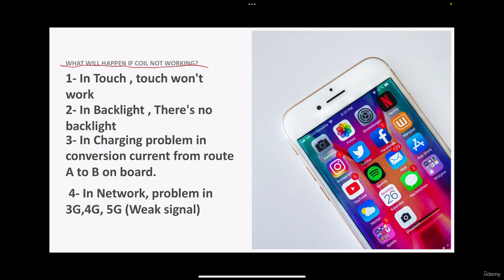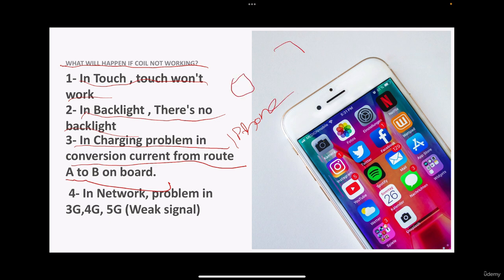What will happen if the coil is not working? In touch, touch won't work at all, and this is the most common issue you will see. Also in backlight, there is no backlight, no light on the screen. In a charging problem, it converts current from route A to route B on the board. This is only on iPhone. It may not charge on iPhone because there are two zones in the iPhone charging circuit, zone A and zone B, on the board, and this coil transfers the voltage from one to the other. In a network problem, in 3G, 4G, 5G, as we said.